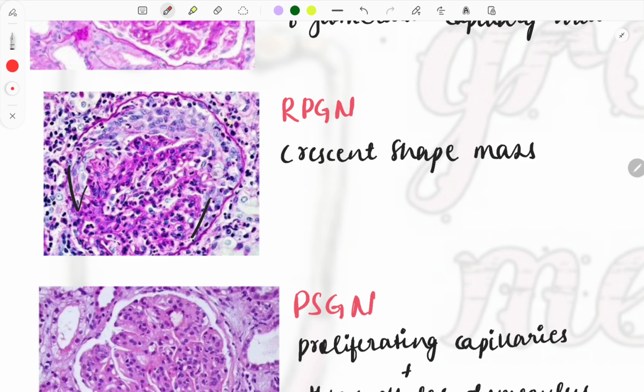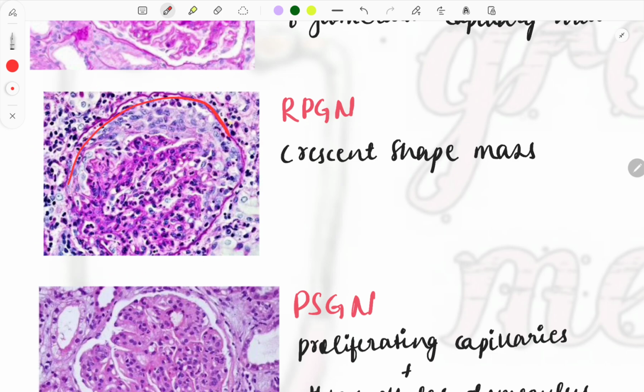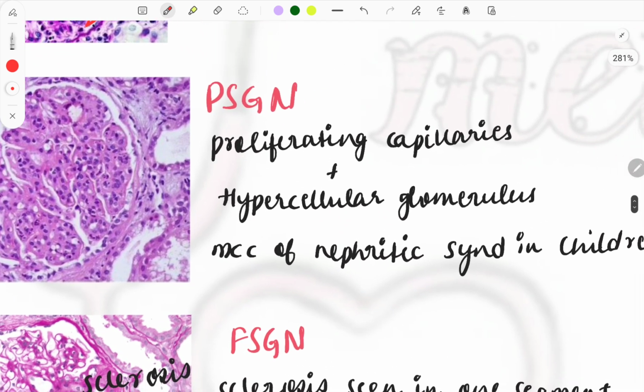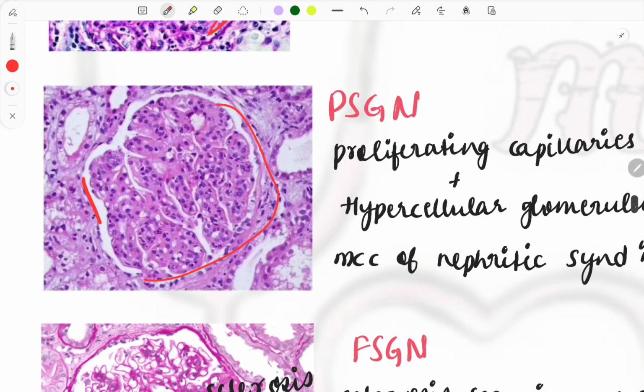Then RPGN, so you can see a crescent shaped mass here. Okay, clearly appreciated, right, this crescent shaped mass here. So this is the whole glomerular apparatus, and you can see here these are the blood vessels, and you can see here the moon shaped mass. Then PSGN, where you can see proliferating capillaries plus hypercellular glomerulus. Okay, so this is the glomerulus, and you can appreciate that a lot of cells are visible, right.